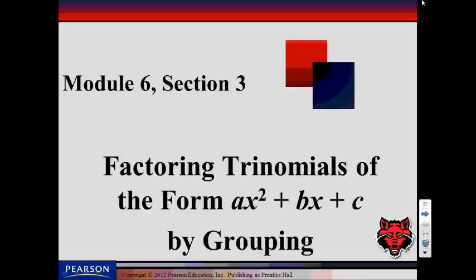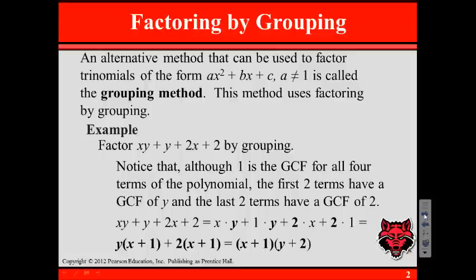Section 3, we will learn how to factor trinomials of the form ax squared plus bx plus c by grouping. A method that can be used to factor trinomials of the form ax squared plus bx plus c, where a, or the leading coefficient of x squared, is not equal to 1, even after we take out the greatest common factor. And we call this the grouping method.